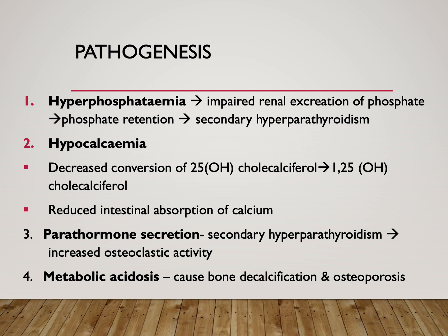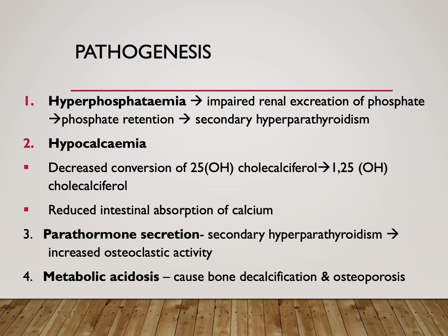Second is hypocalcemia. There will be decreased conversion of 25 hydroxycholecalciferol to 1,25 dihydroxycholecalciferol. This will cause reduced intestinal absorption of calcium. That is how there will be hypocalcemia. Third is parathormone secretion. Secondary hyperparathyroidism will lead to increased osteoclastic activity.